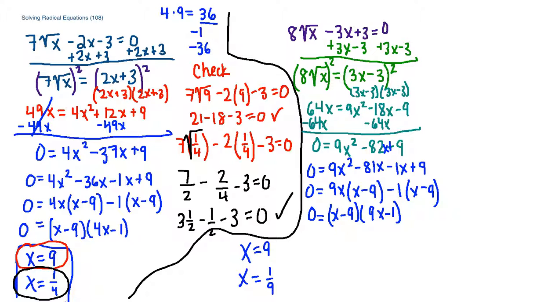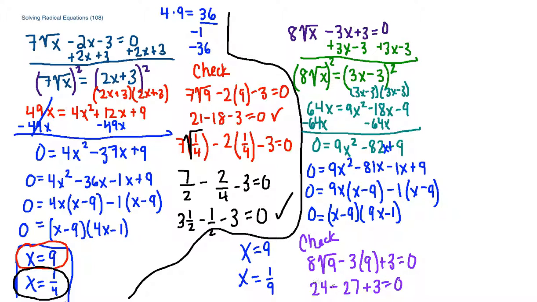Now remember, I'm not done. I have to check those. I have to check both of them into the original equation. So in order to do that, I would say 8 times the square root of 9 minus 3 times 9 plus 3 equals 0. Does this work? I have 8 times 3, which is 24, minus 9 times 3, which is 27, plus 3 equals 0. 24 minus 27 is negative 3, plus 3 is 0. So yes, this does work.